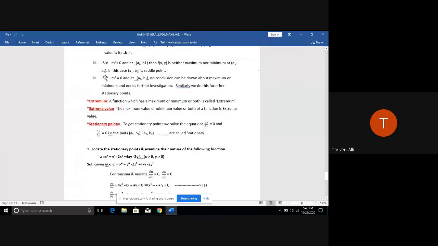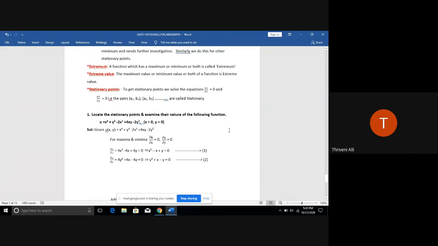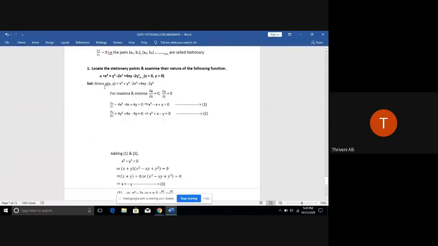Next, stationary points. First of all, we have to find ∂f/∂x and ∂f/∂y and equate them to 0. We get the points (a1, b1), (a2, b2), and so on. Those are called stationary points. So, for example, this is our function. Locate the stationary points. If they ask to find the stationary points of this function, how will we find them?